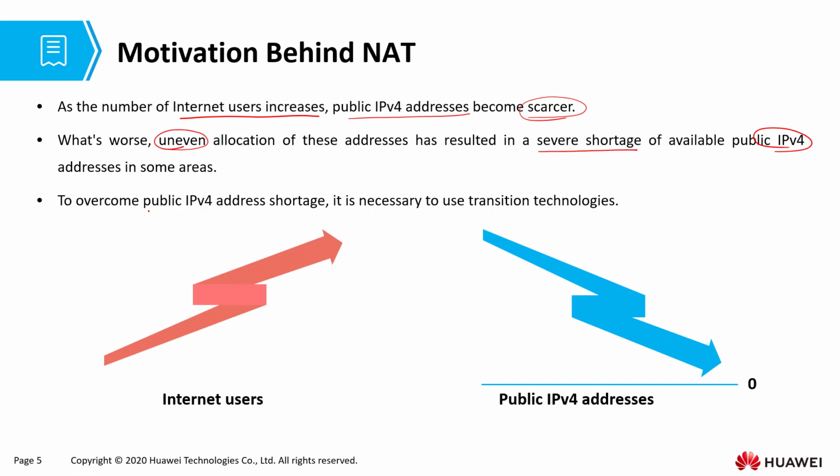In order to overcome the public IPv4 address shortage, it is necessary to use what we call transition technologies. What this means is that we have used IPv4 and have designed a lot of networks, service provider networks and huge enterprise networks, all based on IPv4. And here we are moving up to IPv6. But we can't exactly change everything we have been using to support IPv6.